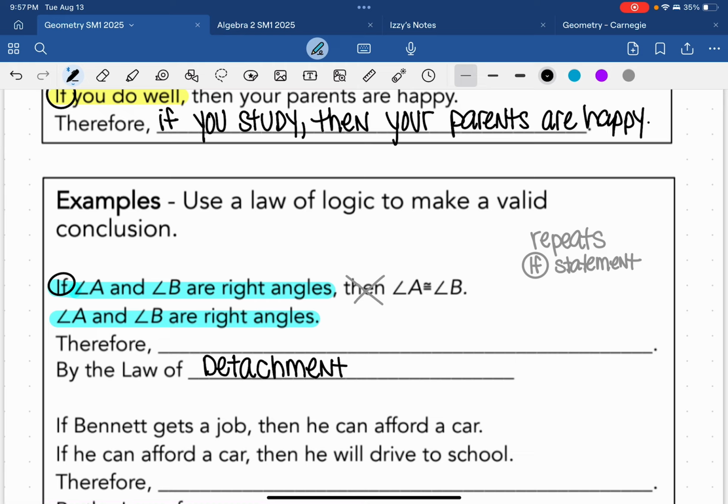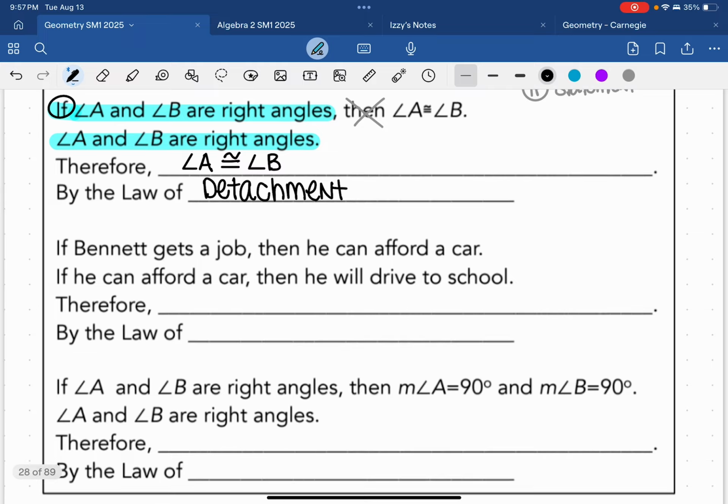Your answer would be angle A, and remember you're going to write this symbol. It's an equal sign with a little squiggle above it. It is the congruent symbol, and we will be talking about it in a future lesson. But right now, just go ahead and copy it. All right, let's take a look at the next one.